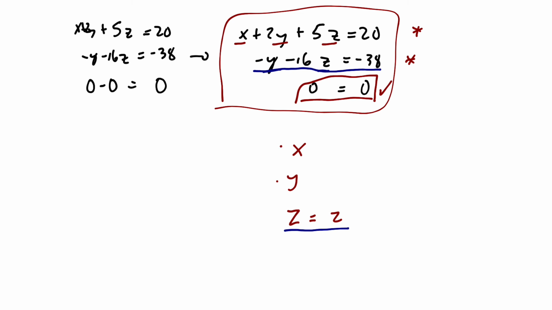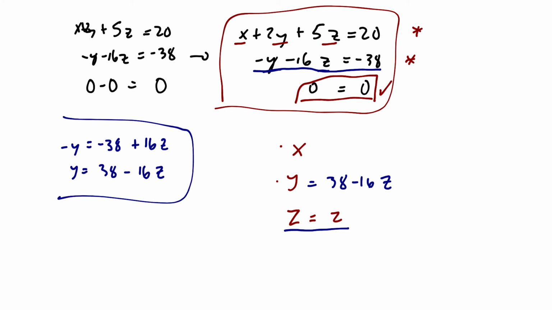So let's go ahead and look at equation number 2. This is negative y is equal to a negative 38 plus 16z. Or in other words, we get y has to be equal to 38 minus 16z. So we'll rewrite our y as 38 minus 16z. And now that we know what our y has to be, we're going to go ahead and look at equation number 1 and plug in what our y has to be in terms of z. So let me go ahead and start a new page, and then we'll come back to this once we solve equation number 1.